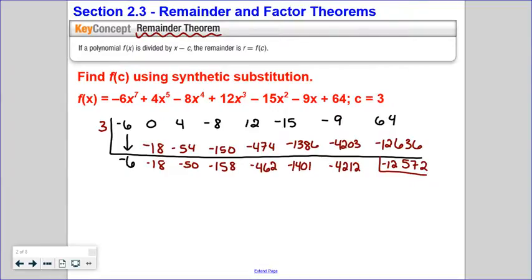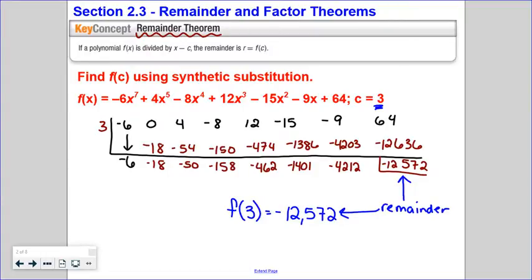I mean, that's the mathematical words behind it. If a polynomial is divided by a factor x minus c, the remainder, which in our case is negative 12,572, is the same answer you get if you were to have just plugged the 0 into the function. So the remainder when we divided is the exact same answer we would get if I had just gone to my function and plugged the 0 into that. I would get that exact same answer.